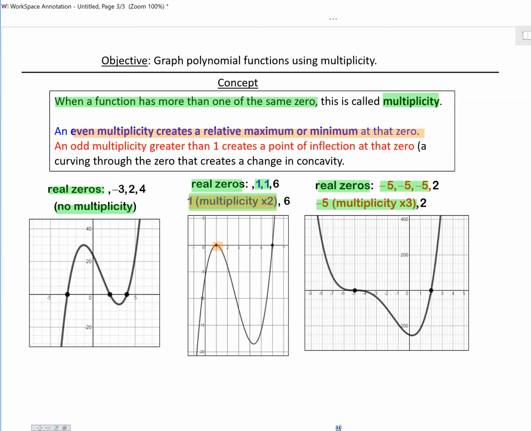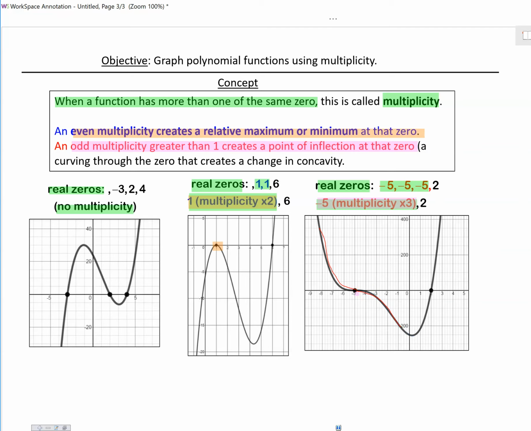Odd multiplicity that is greater than 1 creates a point of inflection at the zero. So that would be like this one, where we have multiplicity of 3. 3 is an odd number. So at -5 here, we have this odd multiplicity, and that creates a point of inflection. We talked about points of inflection, and that what they do is at that point, the function changes its concavity. It changes from concave up to concave down or vice versa. So this one is going from concave up, and then it changes to concave down after that zero.